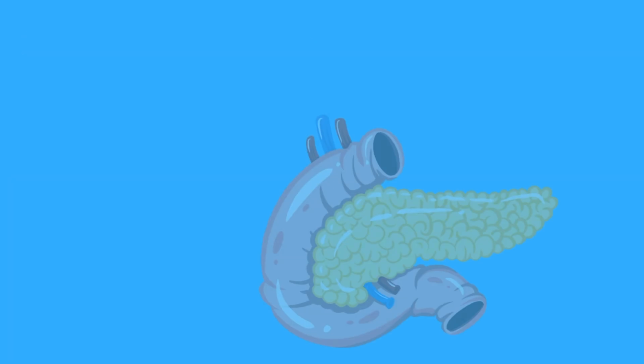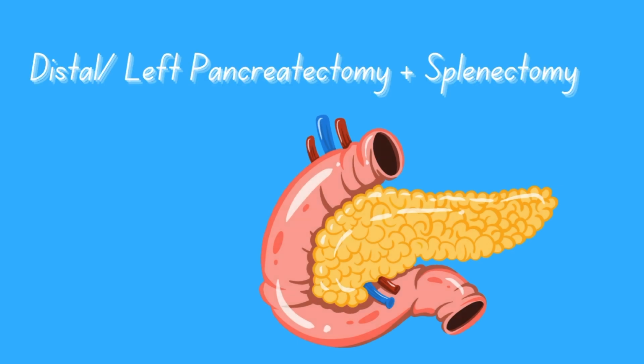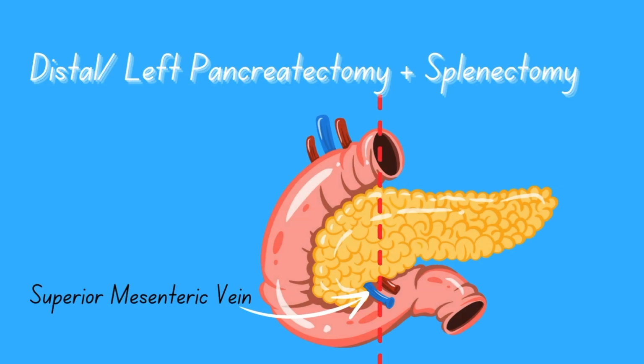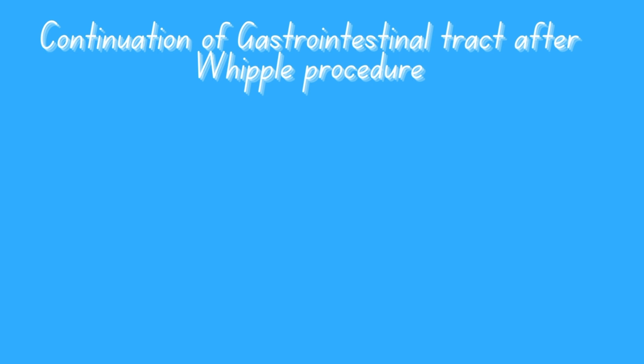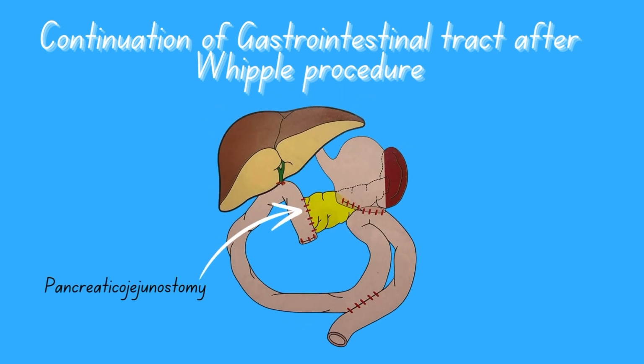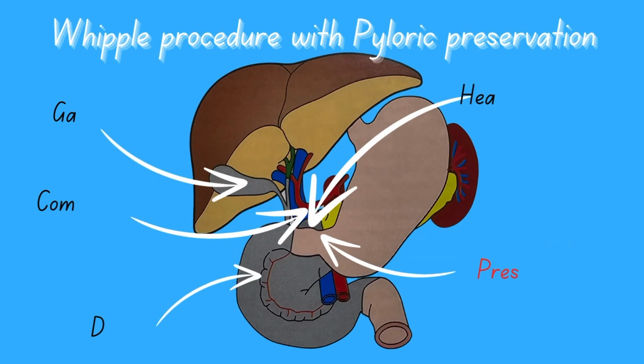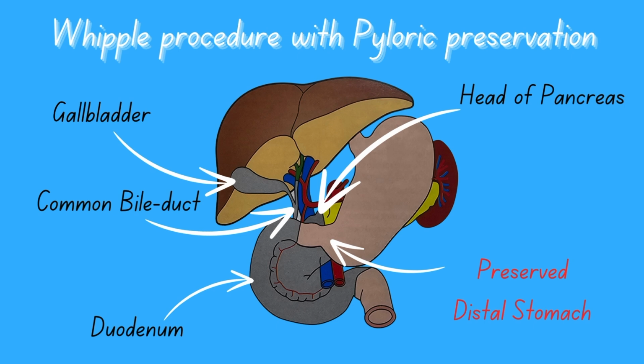For the cancers of the body and the tail, left pancreatectomy from the level left from the superior mesenteric vein accompanied with splenectomy. The continuation of the gastrointestinal tract after the resection of the above-mentioned organs is achieved by pancreaticojejunostomy, hepaticojejunostomy, and gastrojejunostomy. Sometimes Whipple procedure can be done with preserving the pylorus of the stomach.